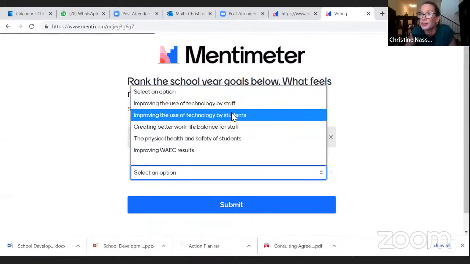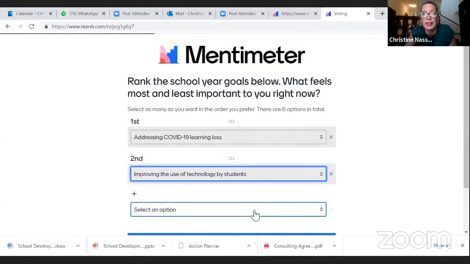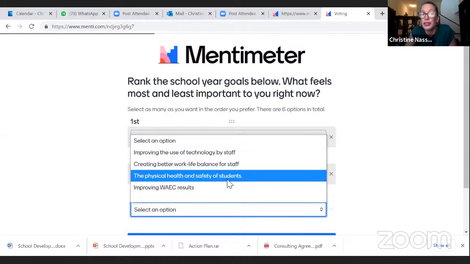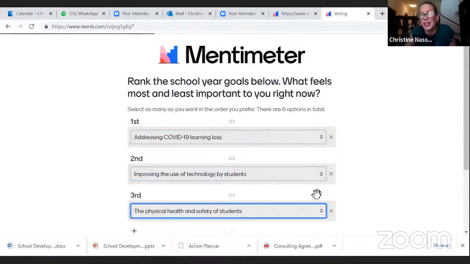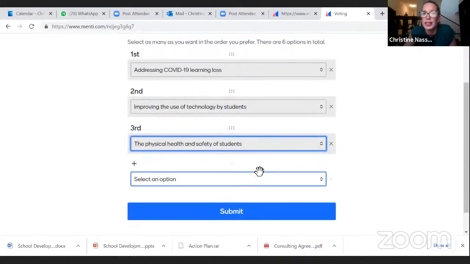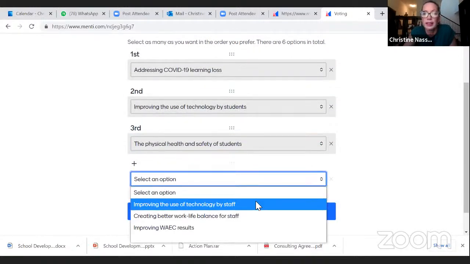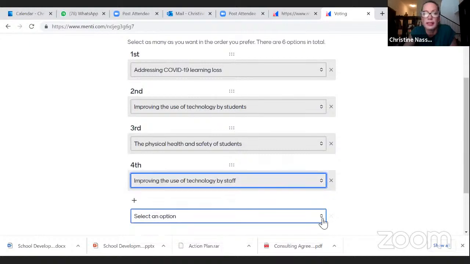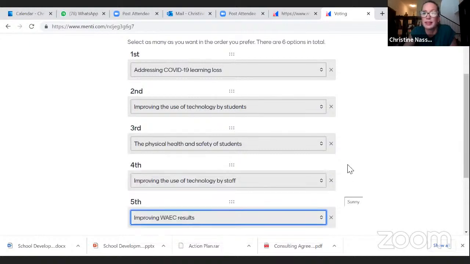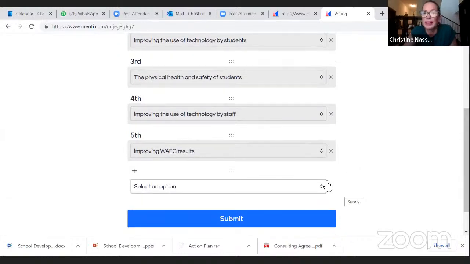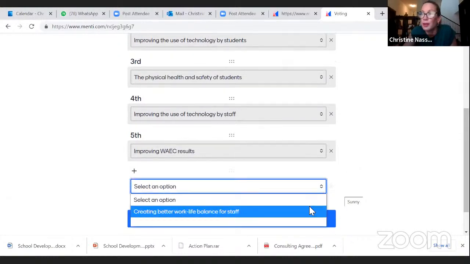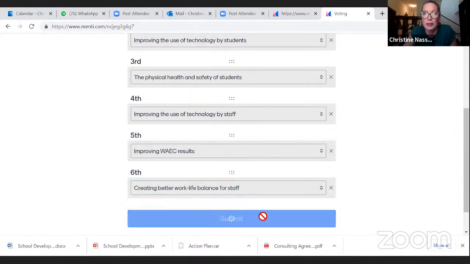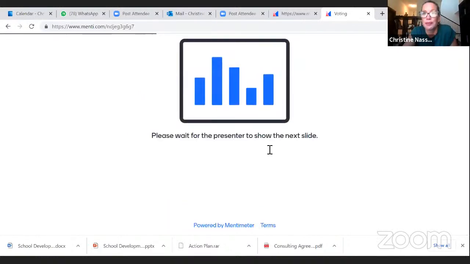Maybe it's improving the use of technology by students. Maybe then I want to ensure the physical health and safety of students. And on I can go until I rank all 6 of these. Of course, you're going to rank them based on whatever feels most important to you when you're creating your school development plan. And then I hit submit.